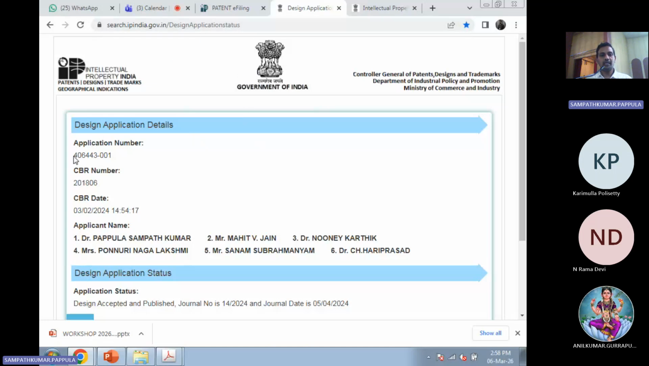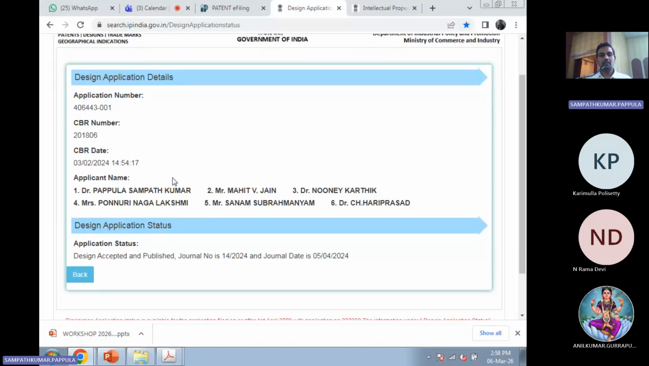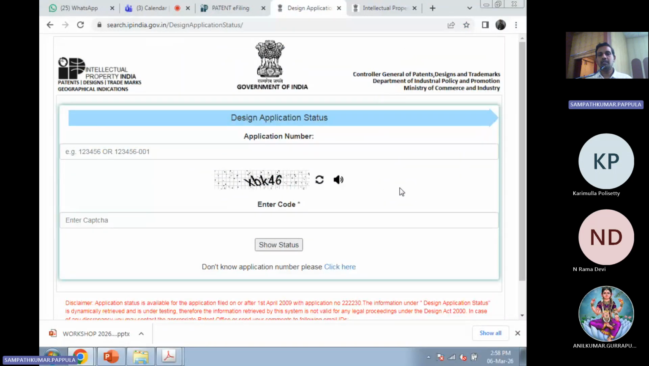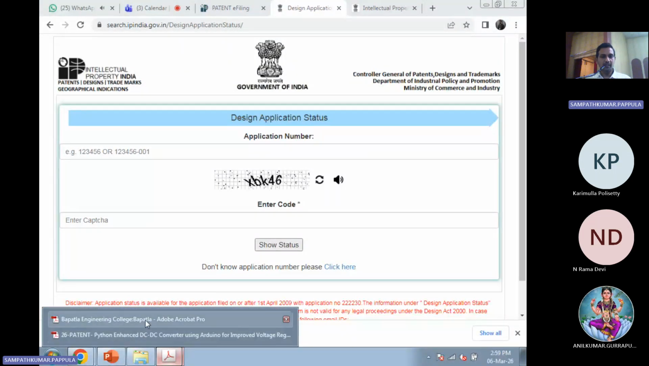So using the number, the grant has an application number, 40 something, 001. Using this, I can also see my grant: design accepted and published in the journal in 2024. The journal date is this one. So we can also see the status of your grants or patents using this site, Intellectual Property India, IP patents. So after it is published, it will show you like this.